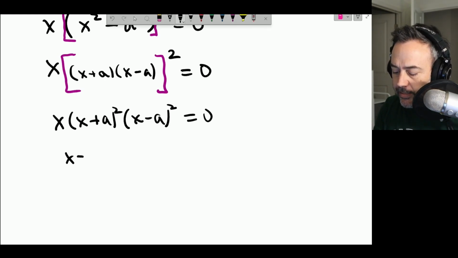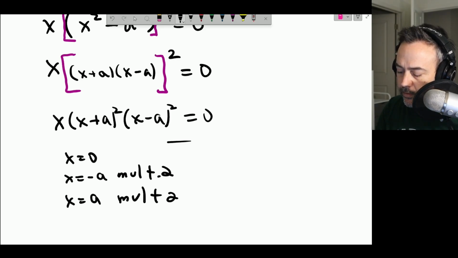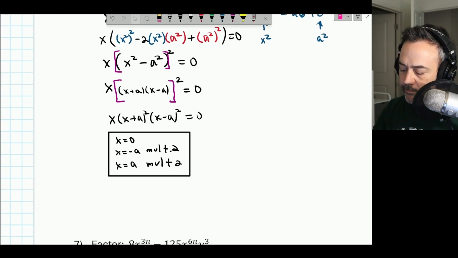And I get what? x equals 0. Awesome. x equals negative a, multiplicity 2. And x equals a, multiplicity 2. Done. All right, on to the next.